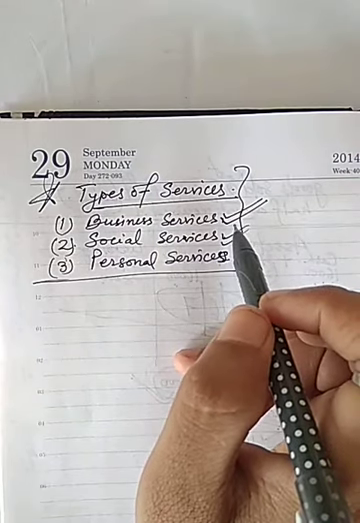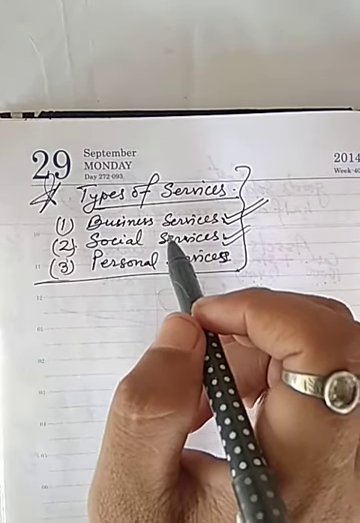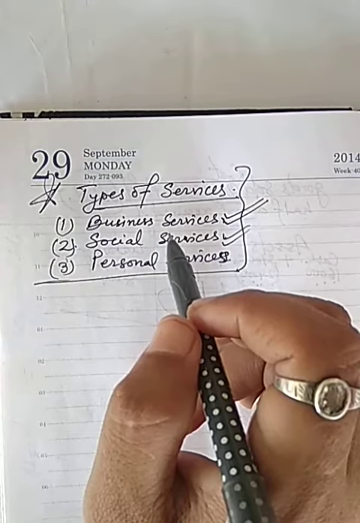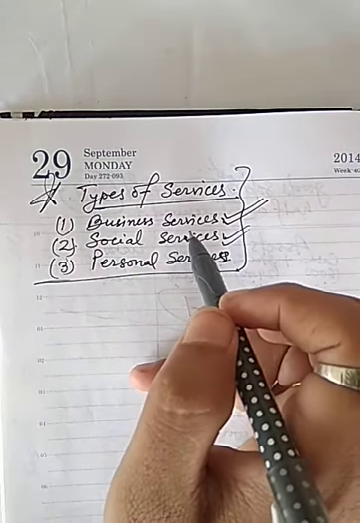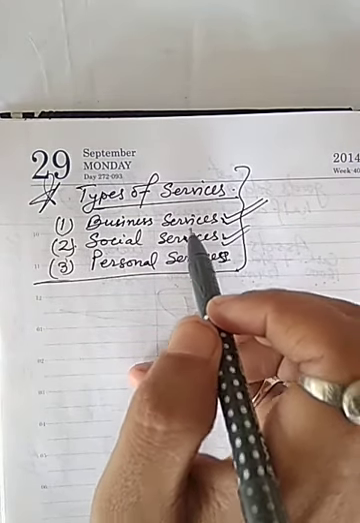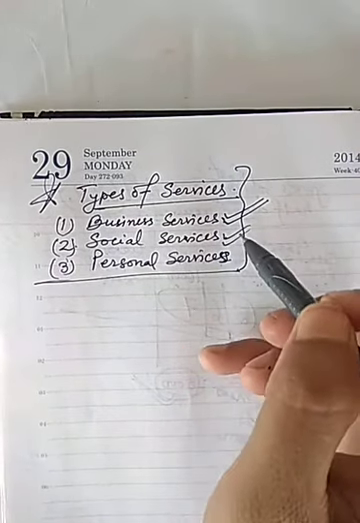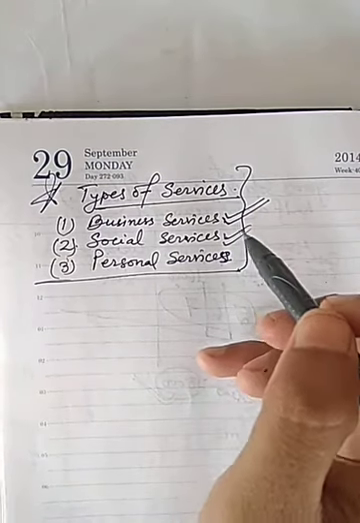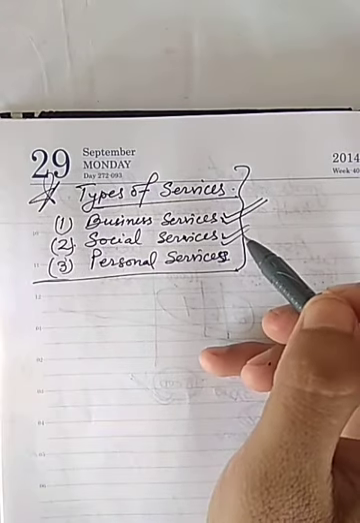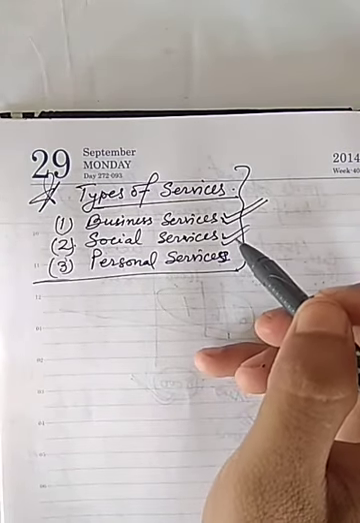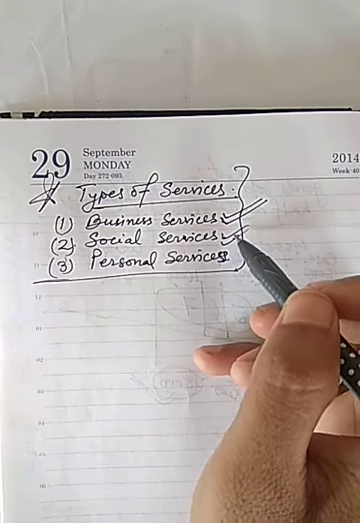Now social services. Social services are carried out voluntarily to achieve a social goal or to uplift the society at large. These social services may improve the standard of living of the weaker section of society, to provide health care, improve sanitation in slums, education, etc. These services are carried out by government, business enterprises and NGOs.